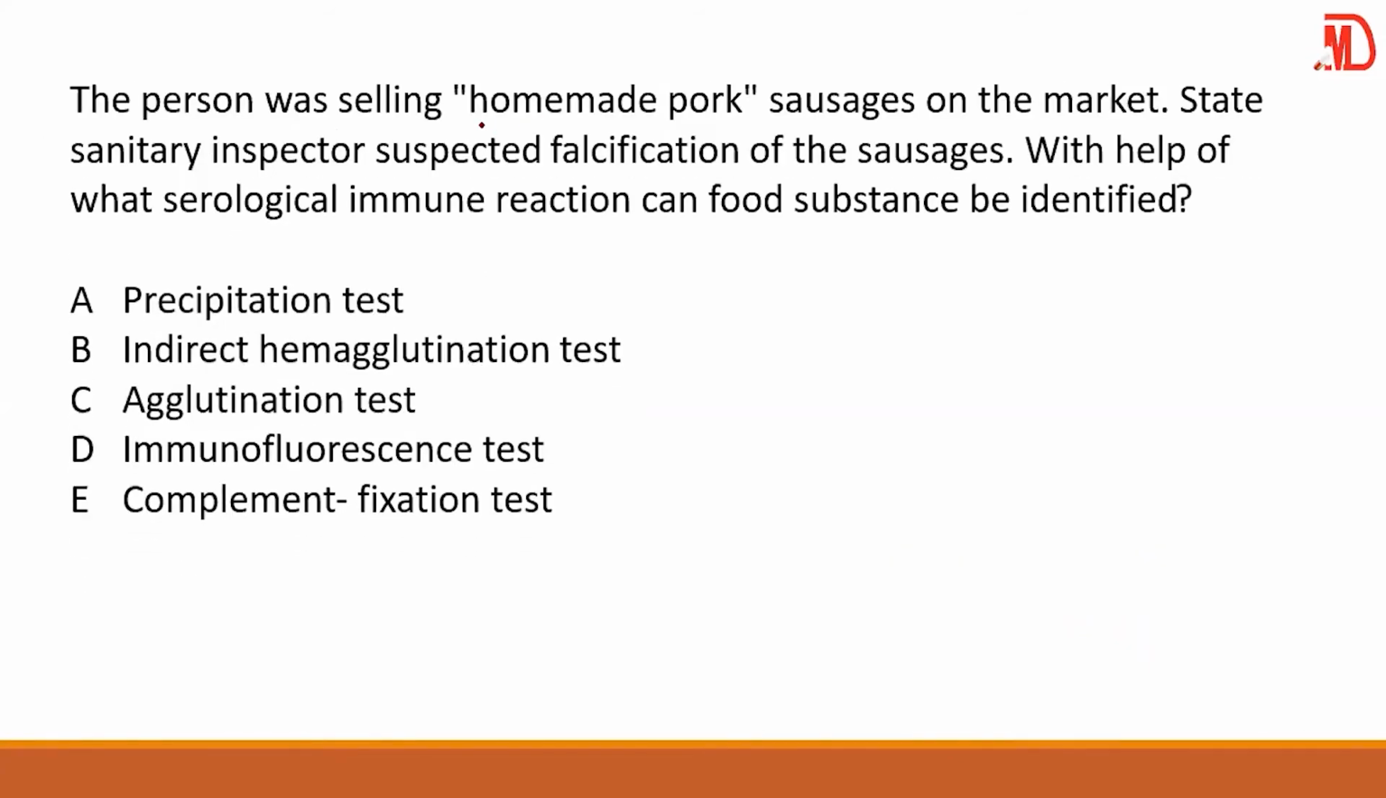A person was selling homemade pork. Yesterday we spoke about pork, and we said that in a question we might think of eosinophils, but because there was homemade pork or a pig in the question, immediately we started thinking of trichinosis. If you can remember yesterday's tutorials. So look at it: a person was selling homemade pork sausages on the market.